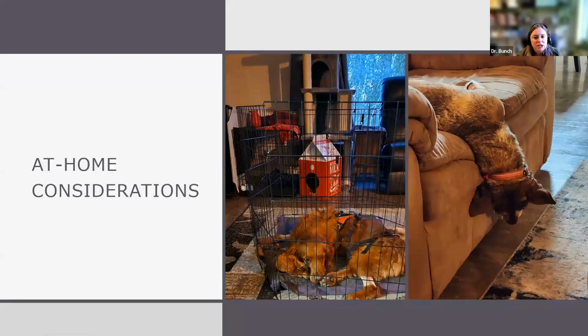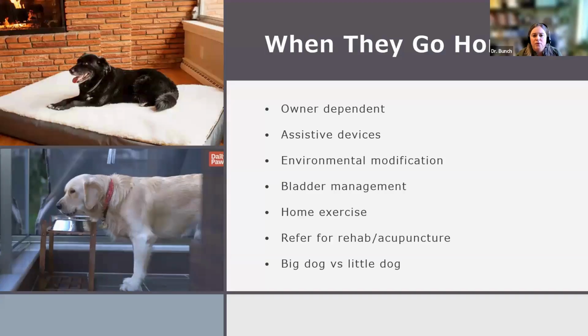Lastly, at-home considerations, right? We've got to get these guys home, and what are we going to advise our owners to do at home? When they go home, it's very owner dependent. What can the owner do at home? How big is this dog? What are the owner's physical capabilities? What do they have available? And some of that is going to be financial as well. You can't keep them in your hospital forever. They need to get home. The owner can't afford to keep them there. So many variables go into this, right?